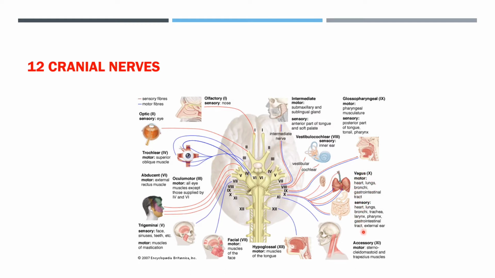Tenth is the vagus nerve, which has a motor and sensory function to the viscera of the body. 11th is the accessory nerve, and it supplies the sternocleidomastoid and trapezius muscles. 12th is the hypoglossal nerve, which supplies the muscles of the tongue and helps in the movement of the tongue. So these are the 12 cranial nerves which are present. But in today's practical, we will discuss the optic nerve, that is the second cranial nerve.